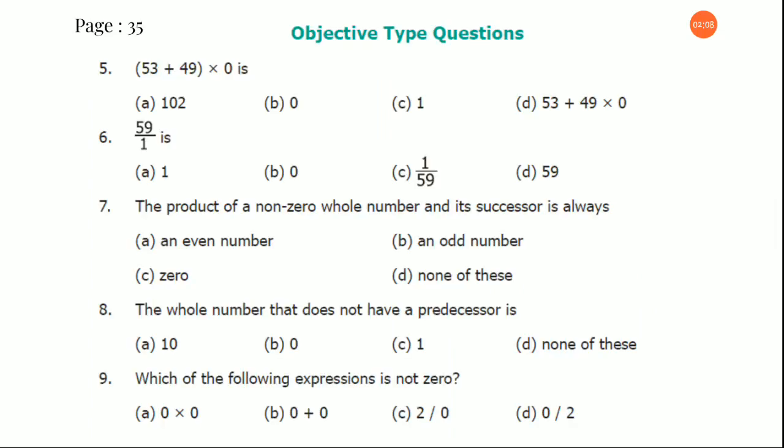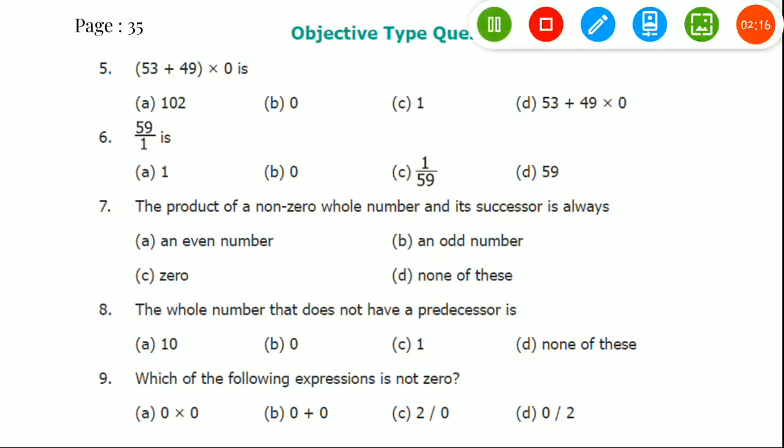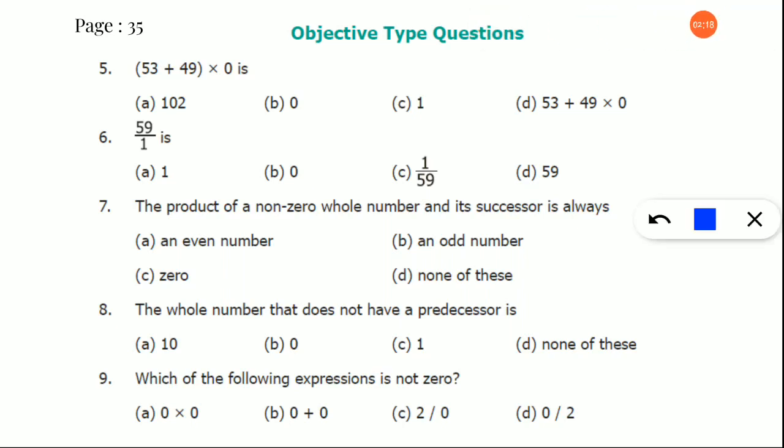Now, shall we solve these objective type questions given in our textbook? First one, 53 plus 49 into 0 is dash. Any number, it might be any big number, multiplied with 0 will always give you 0 only. Okay. Next, sixth one, 59 by 1. Any number divided by 1, what will be the answer? The value will be the same. Okay.